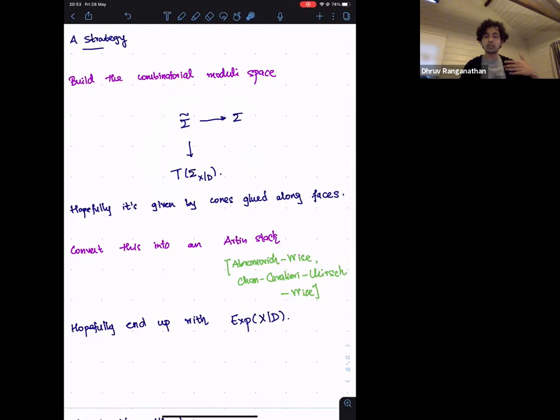And namely, what you do is, when I say it's glued from cones, I mean that there's some diagram, and I take a colimit of a bunch of cones, right? But then I can just translate this into a diagram where I take a colimit, essentially with the same indexing, but I take the kind of toric variety associated to that cone modulo its dense torus. So this is some kind of cheap trick.